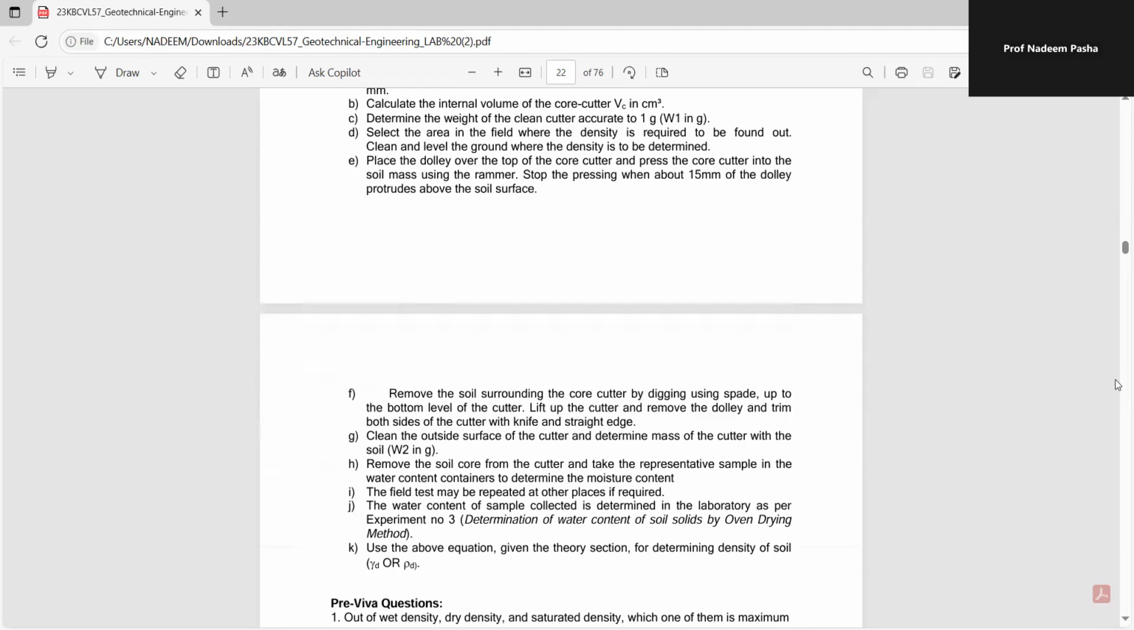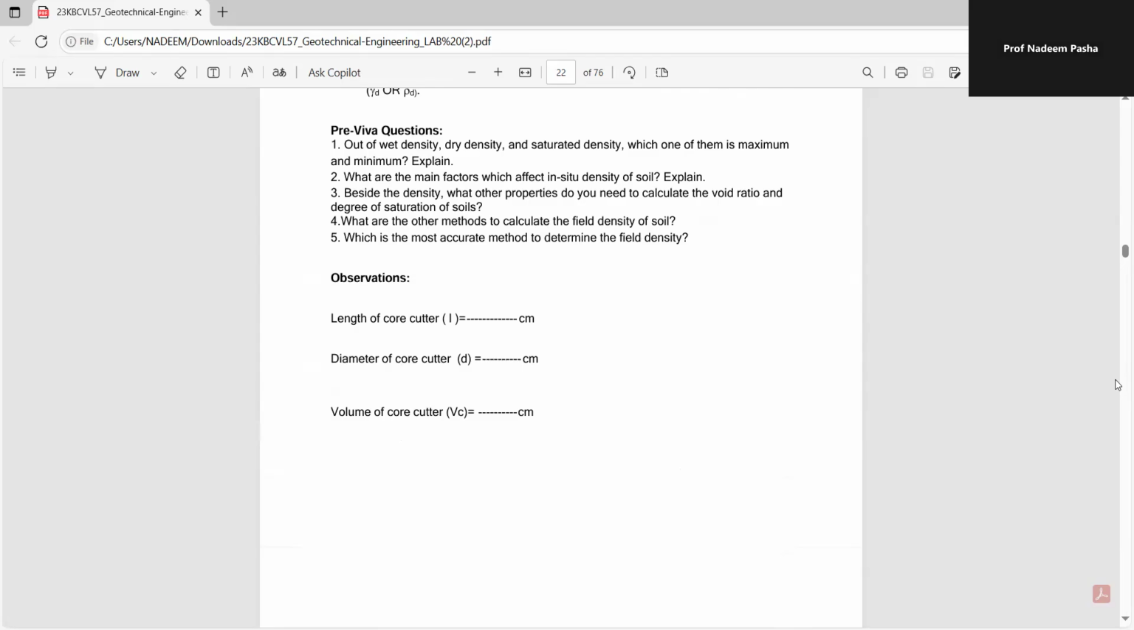So what are the pre-viva questions? Out of wet density, dry density, and saturated density, which of them is maximum and minimum? That is a different question that we discuss in the theory class. What are the main factors which affect density of soil? The factors that affect density of soil are compaction, shear stress developed, consolidation, load acting on the soil, etc.